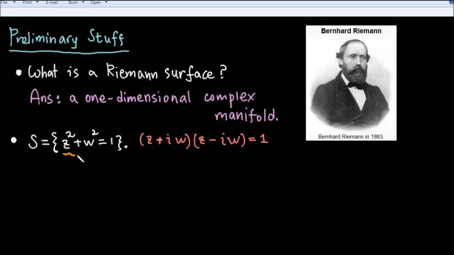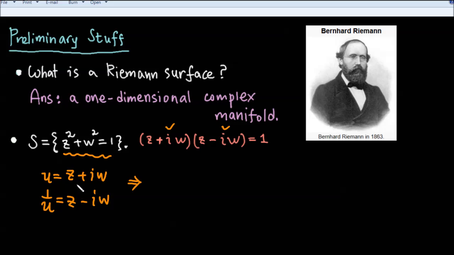This one we never factored before, but now we're in complex numbers, so you can factor it using this i. Once you factor like this, it's a typical parameterization of a hyperbola. So U is going to be that first number, Z plus iW. And the other number must be 1 over U. There's no choice. It's 1 over U there, and this is going to be Z minus iW.